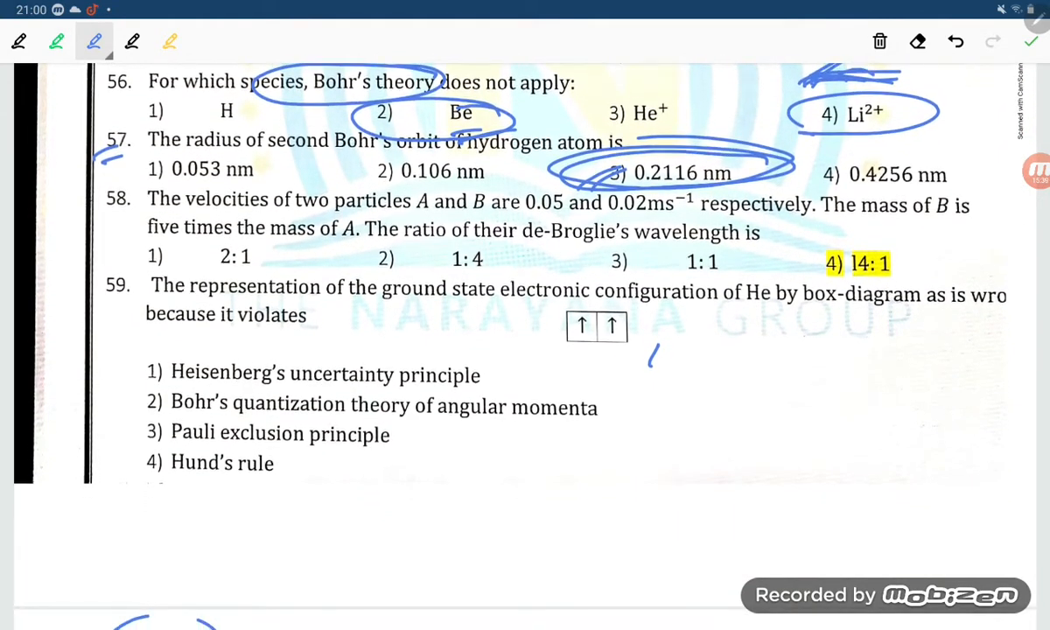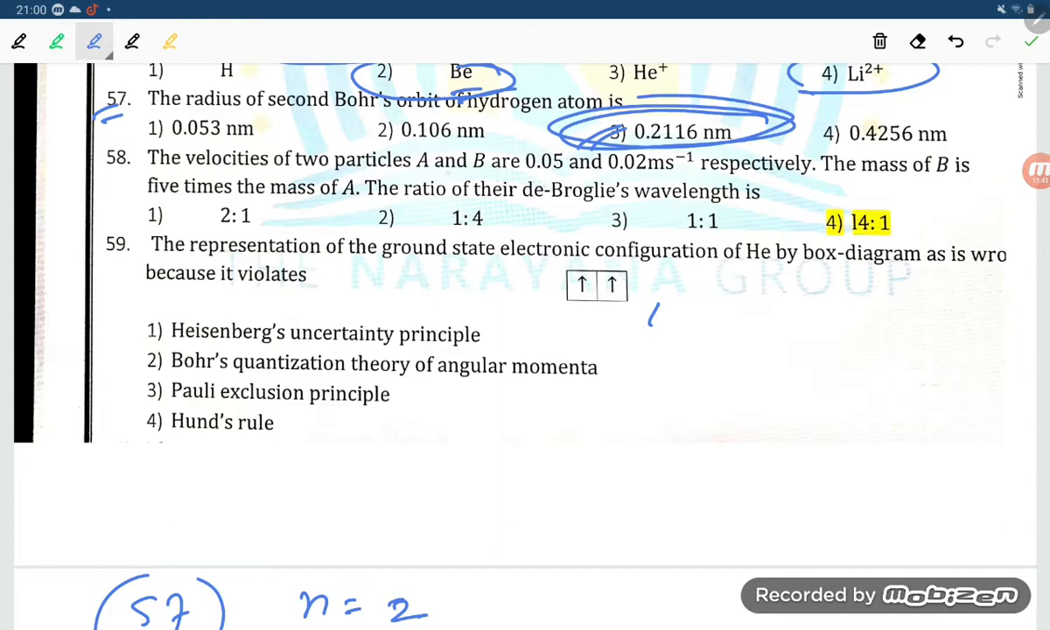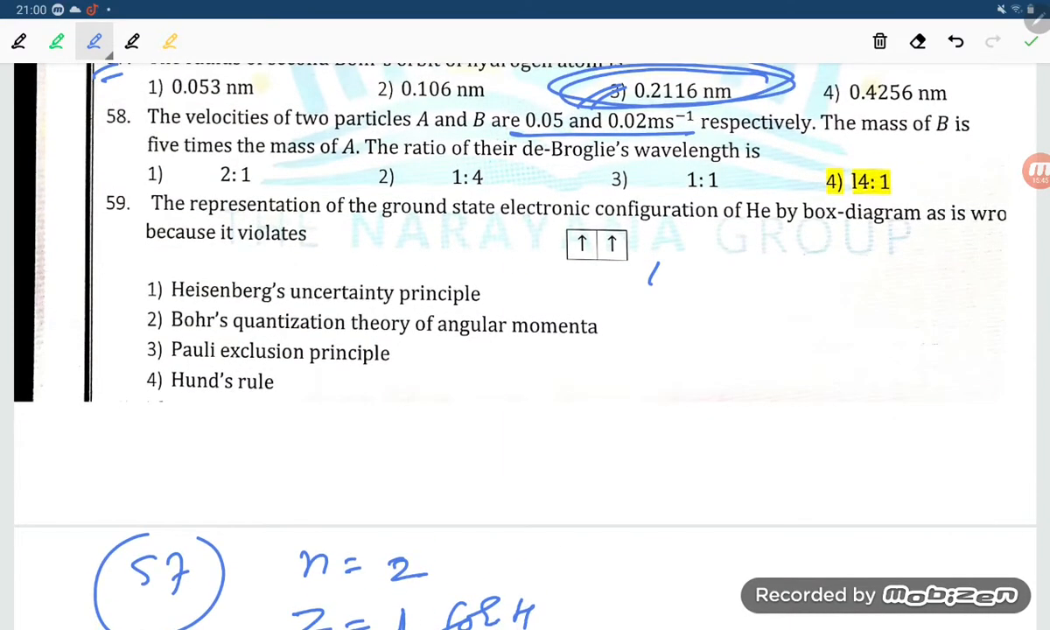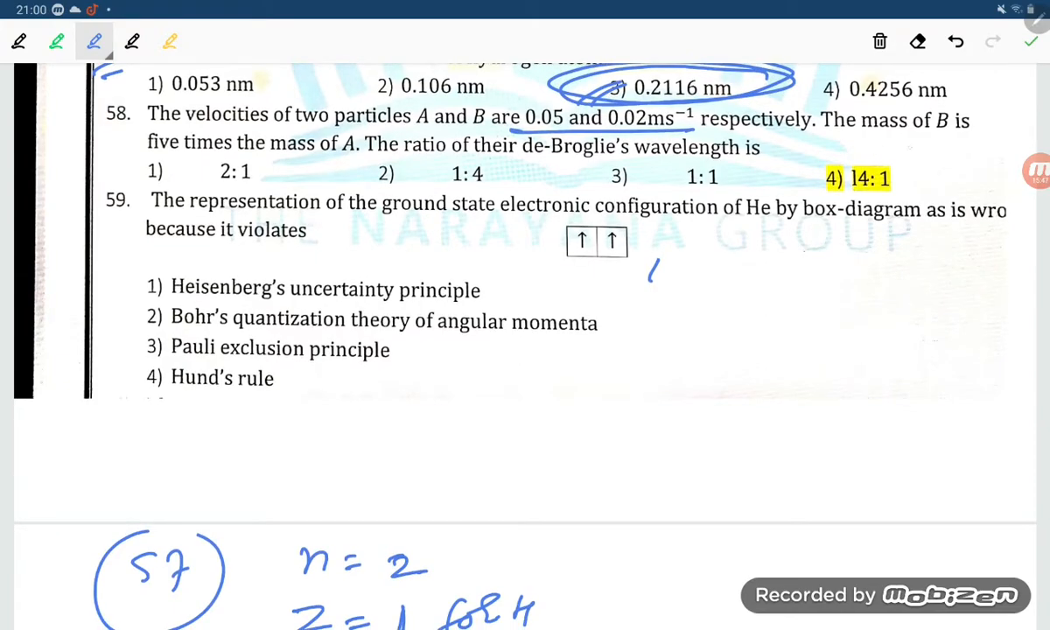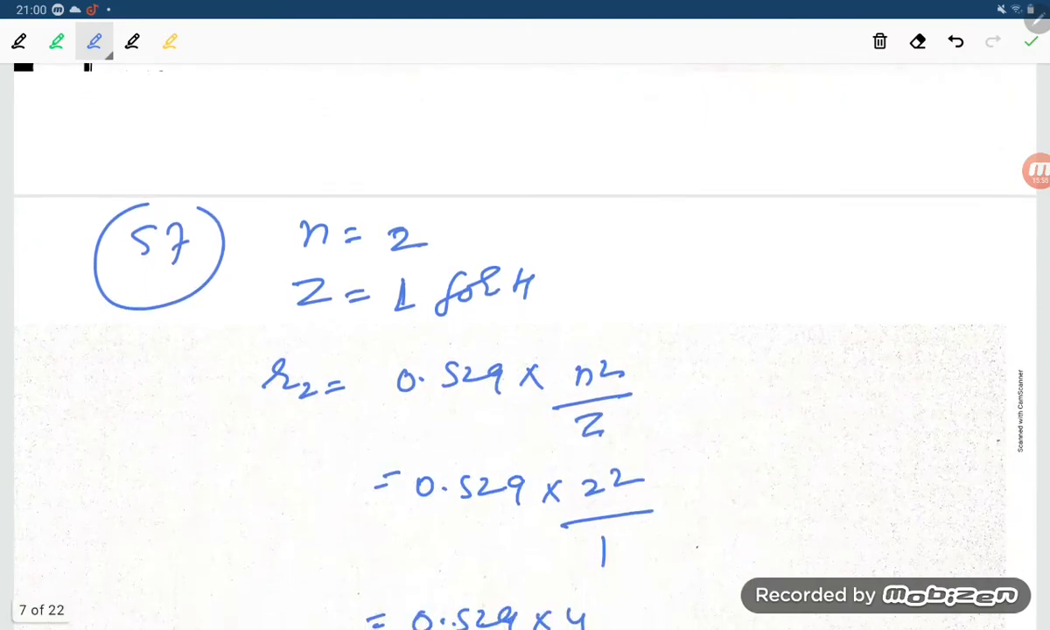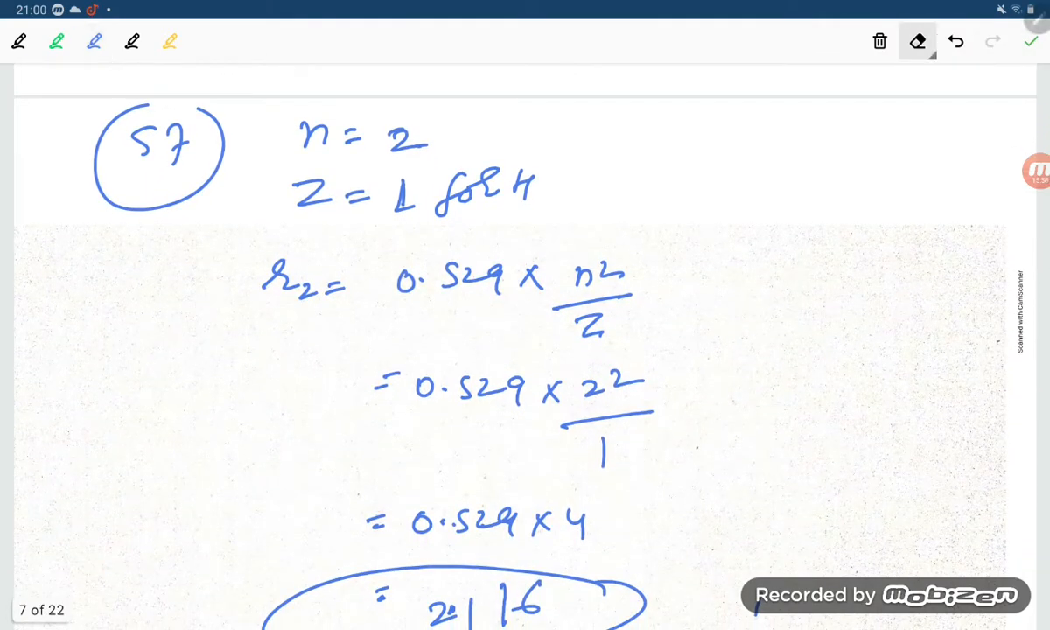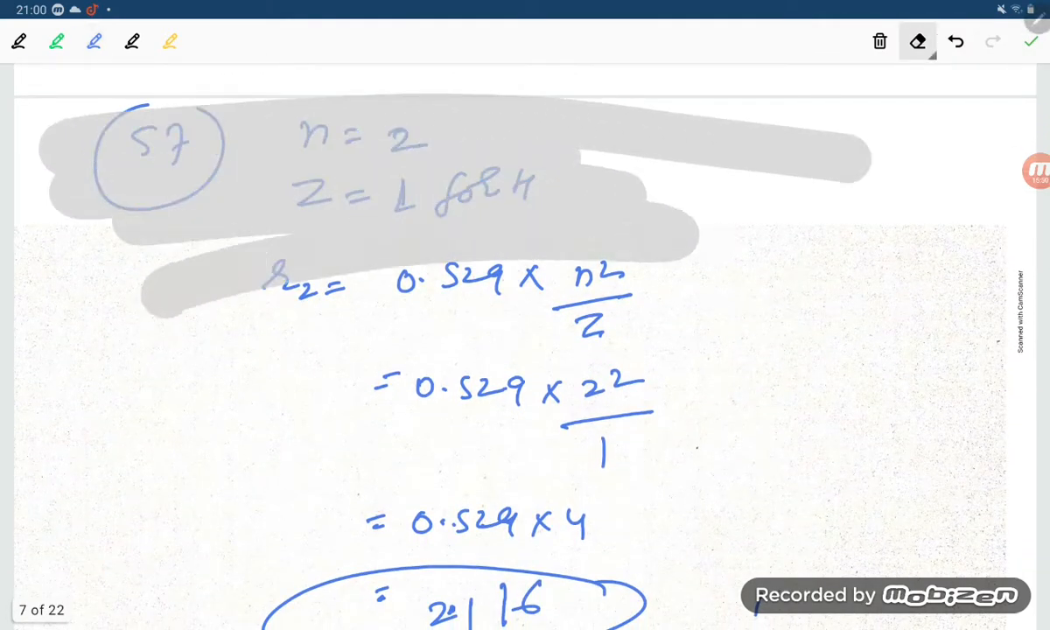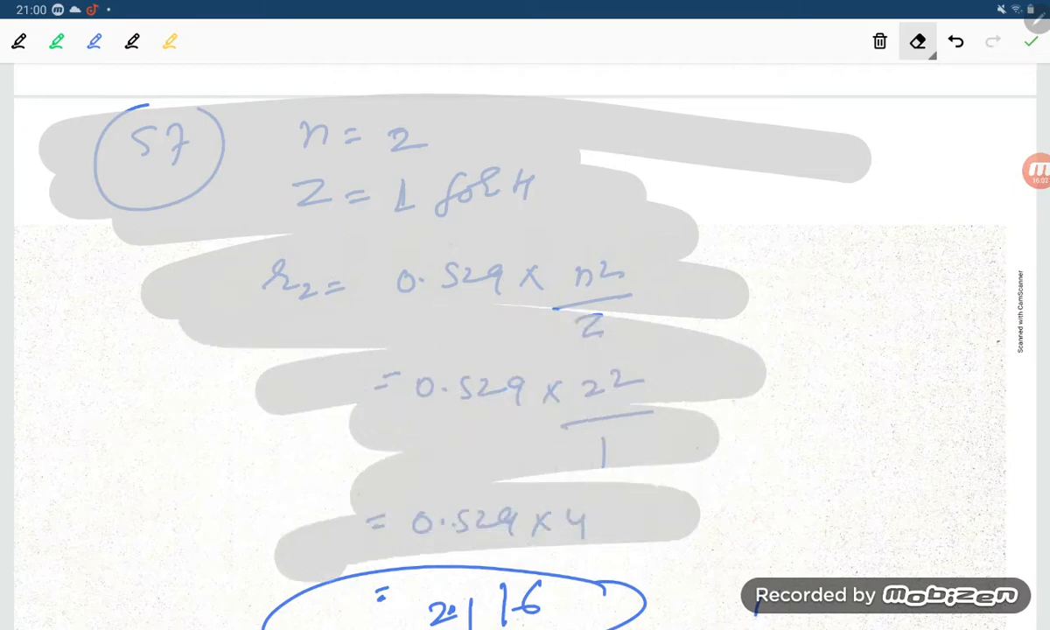Now let us move to the next one. The velocities of two particles A and B are given. Let us do this student. Respectively, the mass of B is 5 times the mass of A. The ratio of their de Broglie wavelength is. Super question, nice question student. 58 is a nice question they have given. Let us solve this 58. First let me erase student.